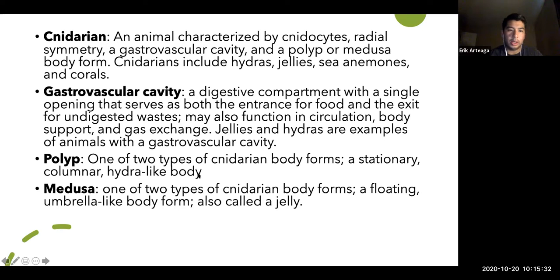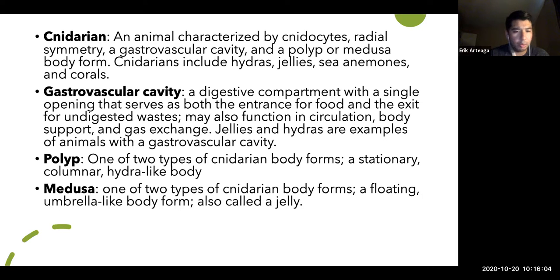Gastrovascular cavity: it's a digestive compartment with a single opening that serves as both the entrance for food and the exit for undigested waste. So like a common sewer mouth, okay? It may also function in circulation, body support, and gas exchange. Jellies and hydras are examples of animals with a gastrovascular cavity. So very primitive body cavities, okay?